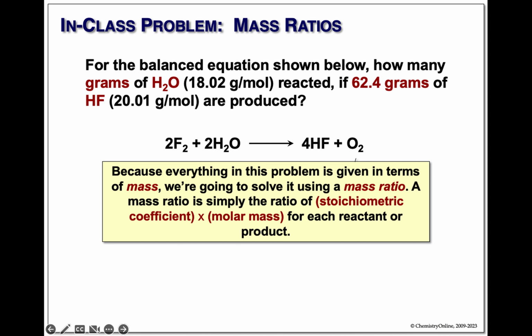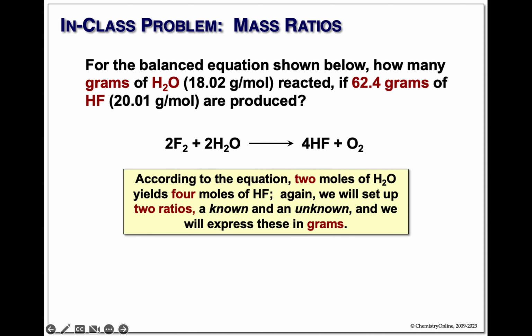Okay. Everything is in terms of mass. We're going to use a mass ratio. The mass ratio, a simple concept, is the stoichiometric coefficient multiplied by the molar mass. Stoichiometric coefficient here is 2. The molar mass of HF is 20. Well, I guess that's 4 and 20. Whatever. No, 18 for water. So these are the two we're making. Right, sorry. Okay.